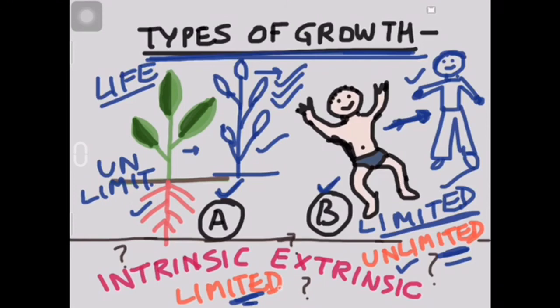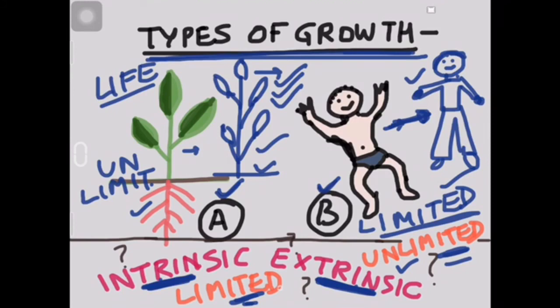Unlimited growth is shown by plants. Another difference between plants and animals is in the types of growth. Let us look at this. Intrinsic growth and extrinsic growth, two categories of growth available. Intrinsic means growth from within, when the growth is from inside. Extrinsic means when the growth is only outside, external, superficial growth. Is the plant showing intrinsic or extrinsic?